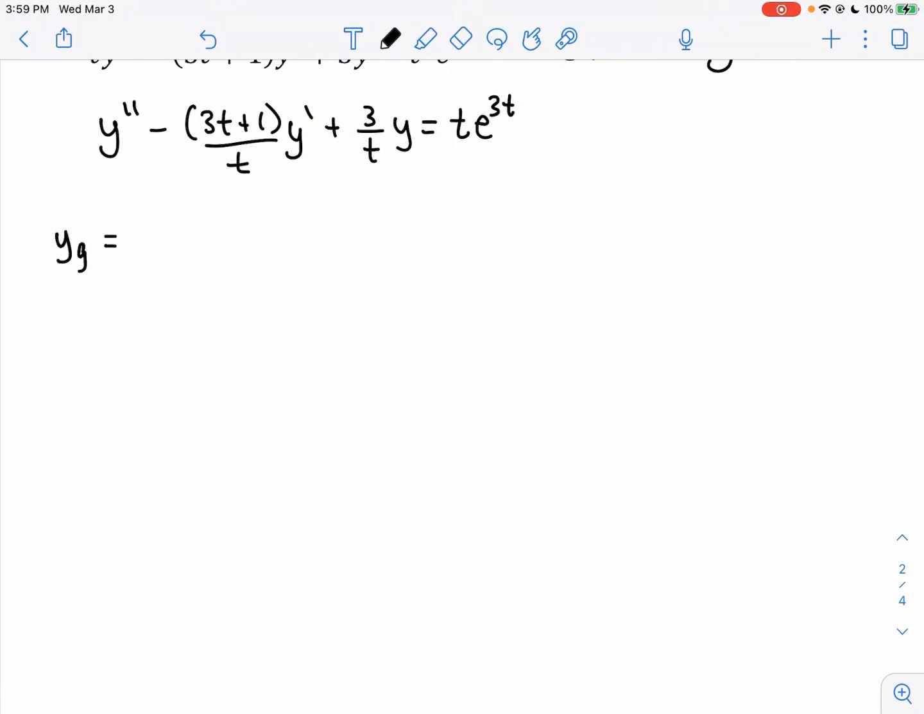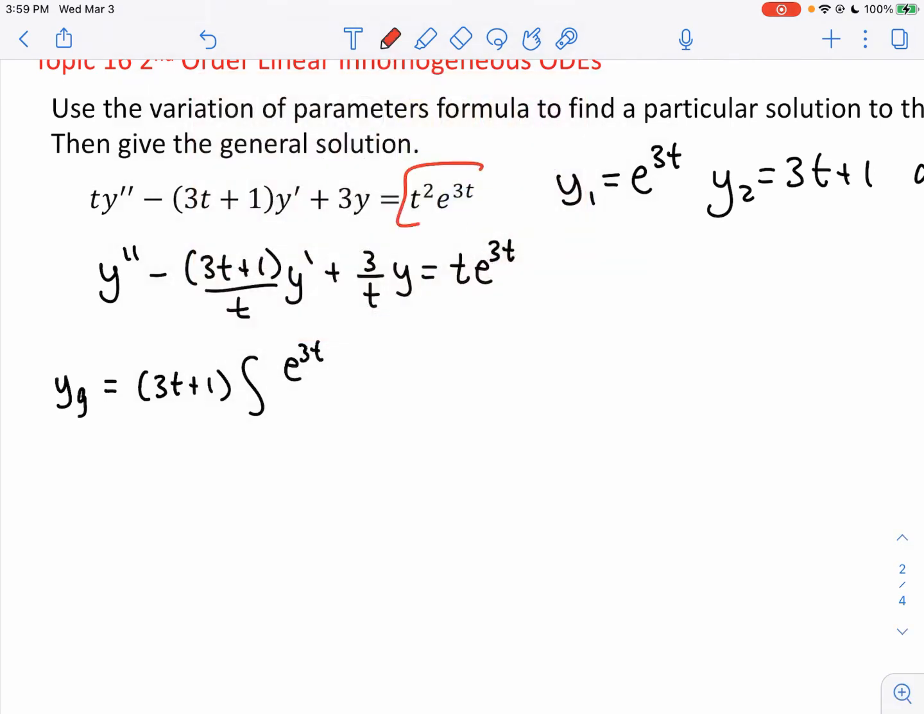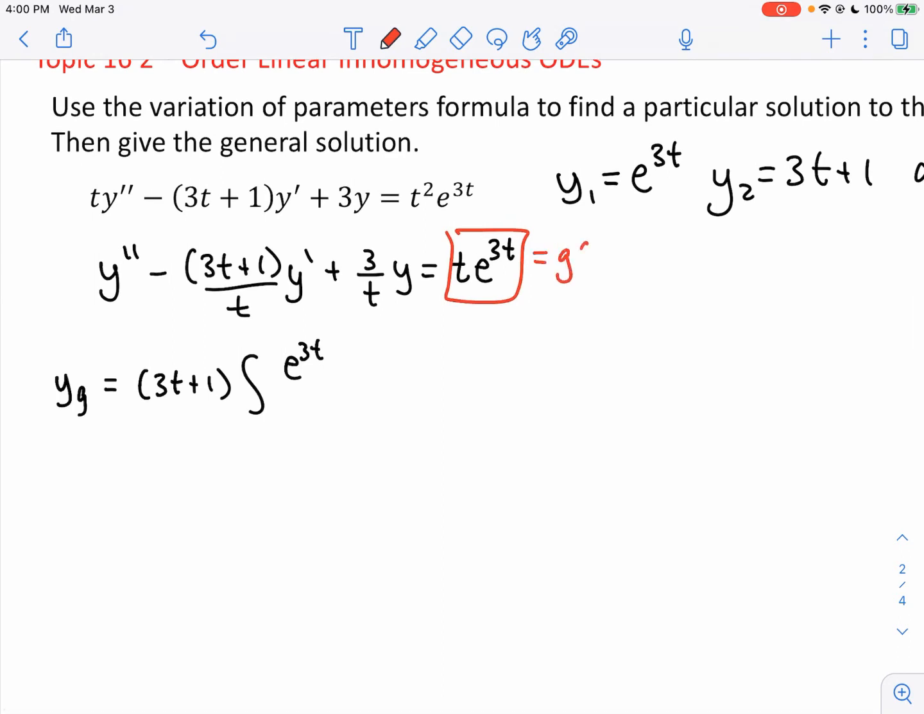Y sub g is equal to an integral. Y sub 2 is 3t plus 1, times the integral of y sub 1, which is e to the 3t, times the forcing function. Now keep in mind the forcing function is not t squared e to the 3t. We had to get a 1 here first, if you recall, so we had to divide by t first. This is our forcing function, this is our g of t. So multiplied by g, so times t e to the 3t.